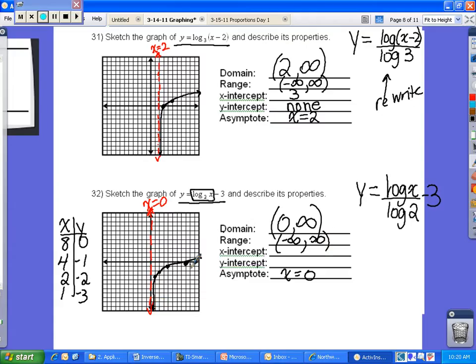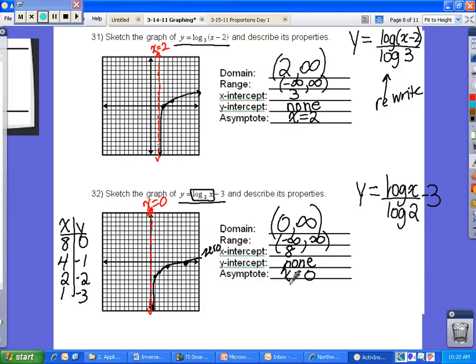X-intercept, we talked about that being at 8. You could also use the zero function on your calculator to calculate that if you needed. The y-intercept, it is not going to cross that y-axis because I have an asymptote there. So again, there is none for this one. We already talked about the asymptote as x equals 0.